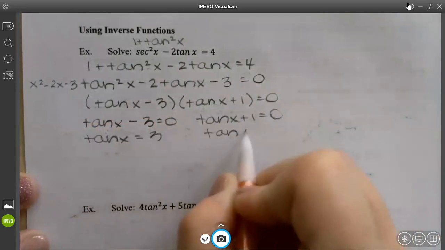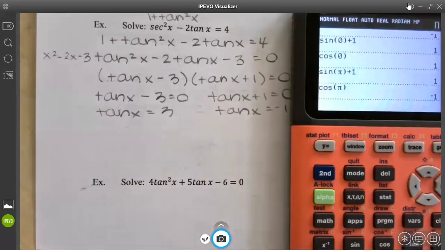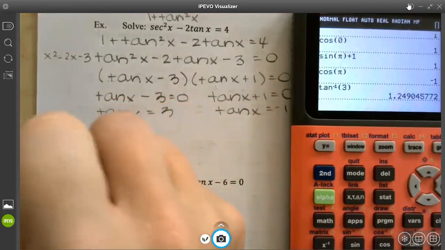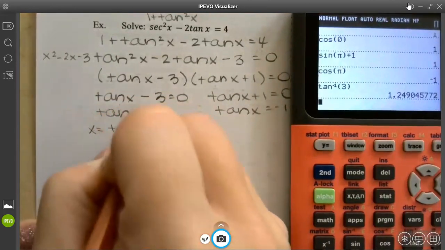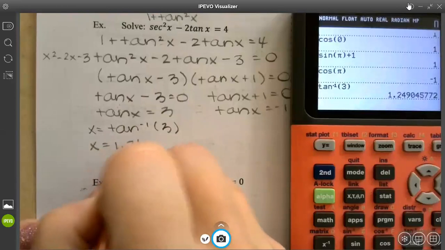Stop right there for just a minute. Do we have anywhere on the unit circle that we're going to get a 3 for our tan? No. So when you have this one, you're going to go back to your decimals. So how would I get that? How would I still solve this? So second tan of 3. Okay. All right. So x is going to be tan inverse of 3, which is 1.249.